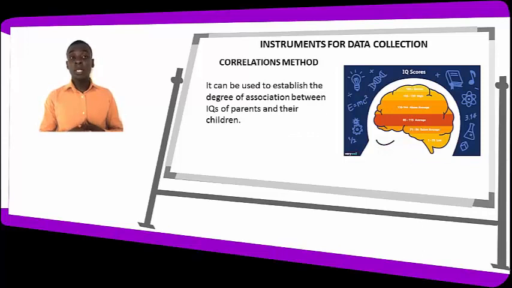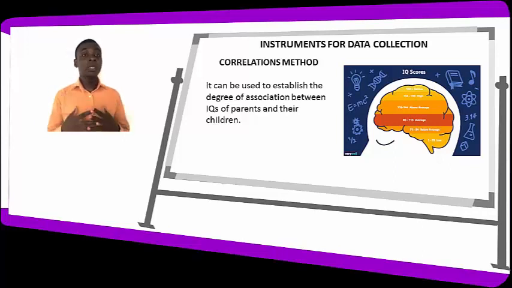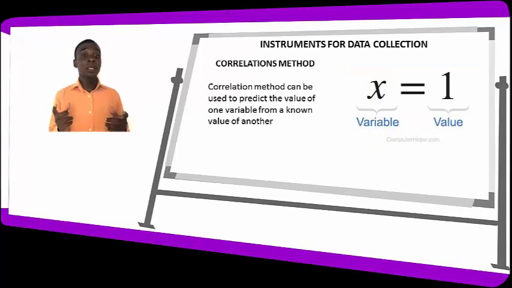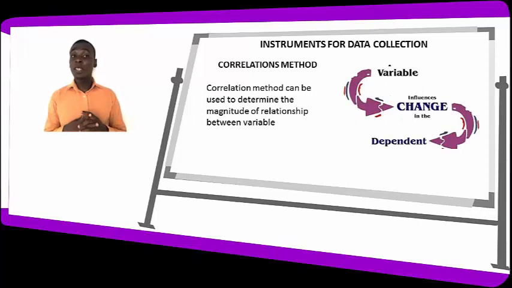Correlation can be used to establish the degree of association between the IQs of parents and their children. Correlation method can be used to predict the value of one variable from a known value of another. It can also be used to determine the magnitude of relationship between variables.